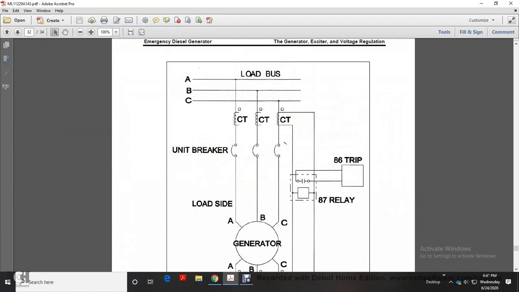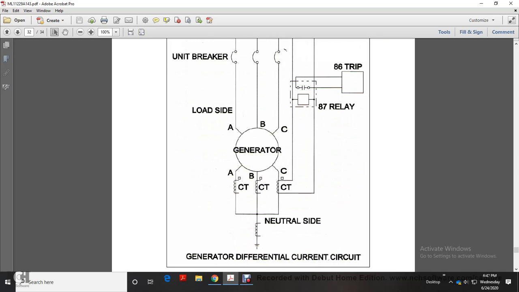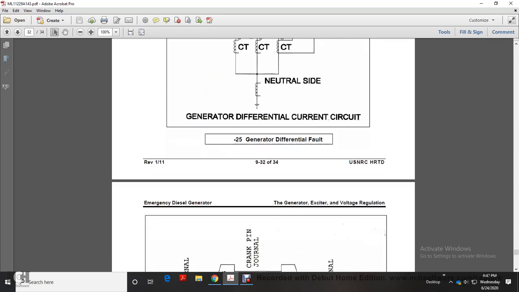This shows your load busing between A, B, and C, unit breaker, control transformer, 86 trip relay, load side ABC, generator ABC, control transformer, 87 relay, neutral side.